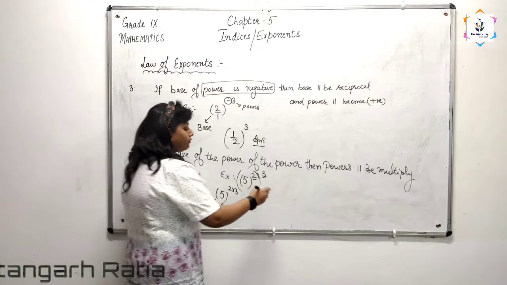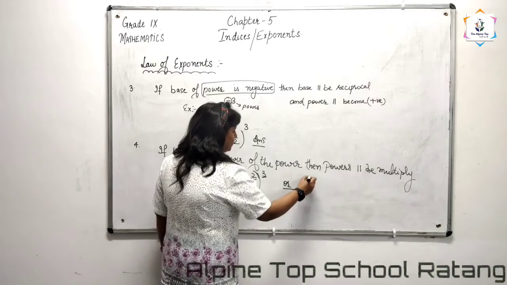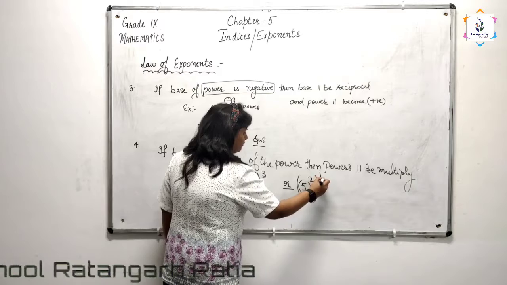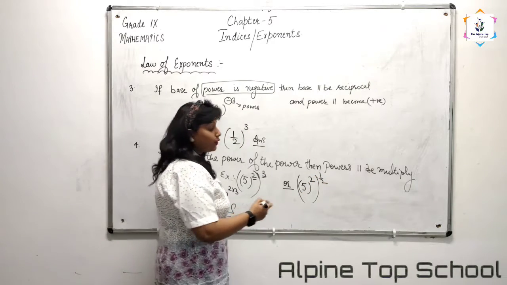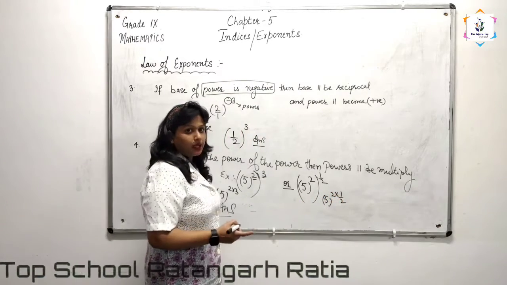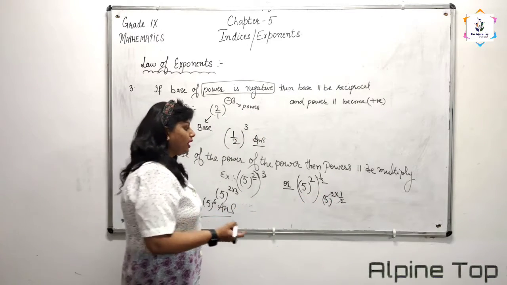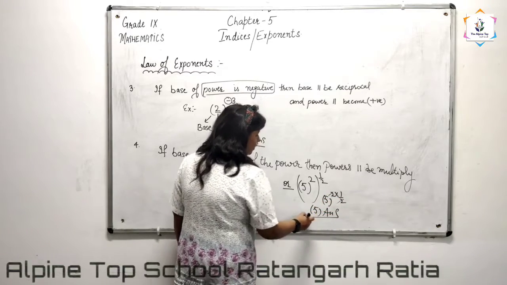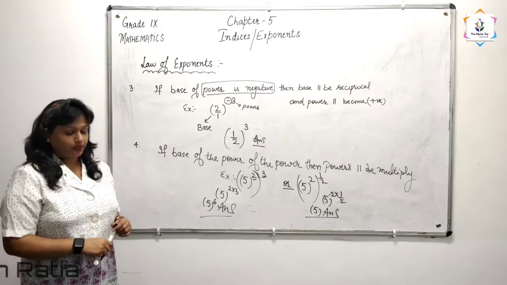Suppose the power of power is given to you in fraction form. Look at another example. Suppose this is given to you: 5 raised to power 2 and raised to power 1 by 2. The second power is given to you as a fraction. Then what will you do? The same step, you just have to multiply. But if there is any cancelling, any simplest form, then you have to simplify it. Okay. So 2 will be cancelled out. So what answer will come? Only 5. Clear?